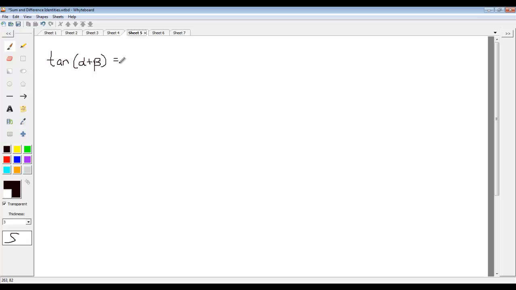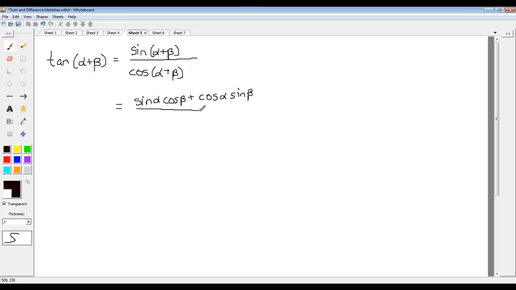Well, tangent's the sine over cosine. So we could do sine of alpha plus beta over cosine of alpha plus beta. Now we've got identities for those. So we got what? Sine alpha cosine beta plus cosine alpha sine beta over cosine alpha cosine beta minus sine alpha sine beta.